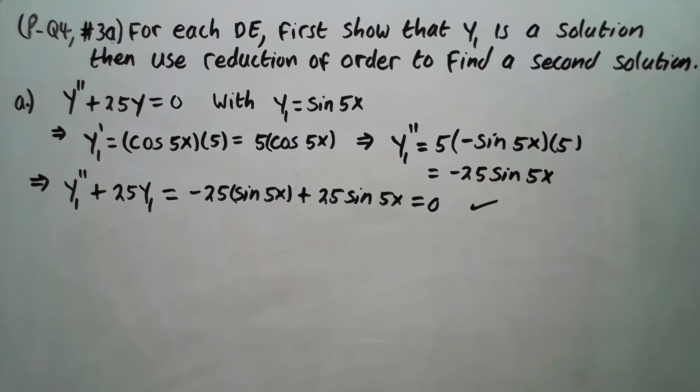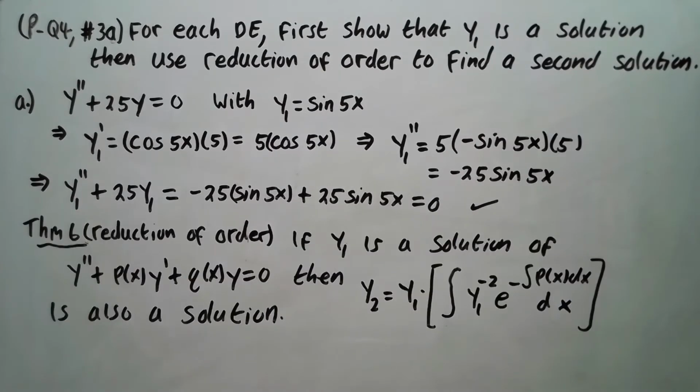Now let's use reduction of order. So let me write the reduction of order formula here. It's theorem 6. It basically says if y1 is a solution of this differential equation, y double prime plus p of x y prime plus q of x y equals 0, then y2 equal to y1 times the integral of y1 to the minus 2 e to the negative integral p of x dx is also a solution.